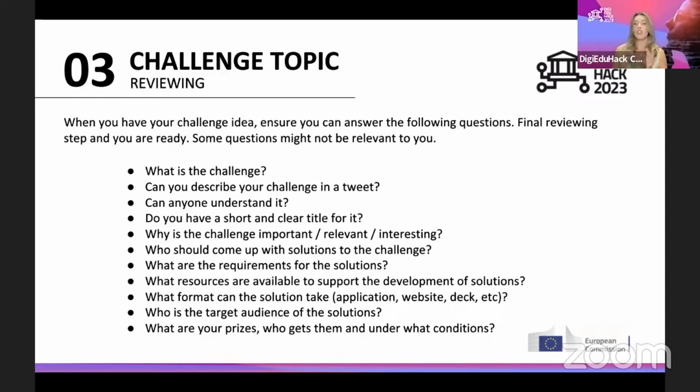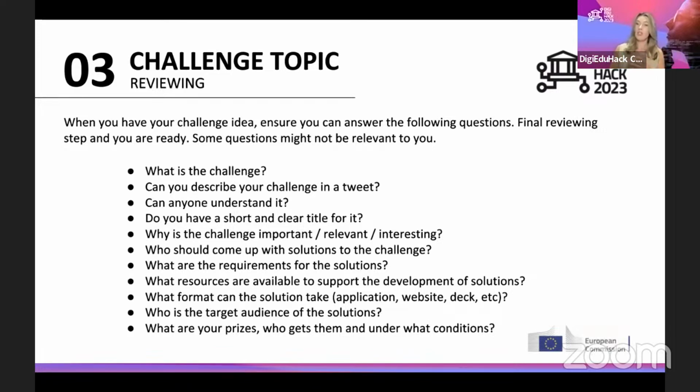What is your challenge? Can you describe it in just 2 sentences? Can anyone understand it that is not within your organizations or super into the theme area that you've chosen? Does it have a catchy title and a clickable title? Why is it important? Why is it interesting? Why does there need to be a hackathon about this?